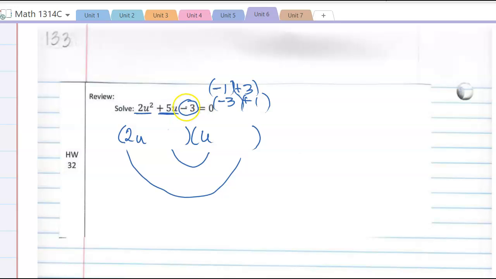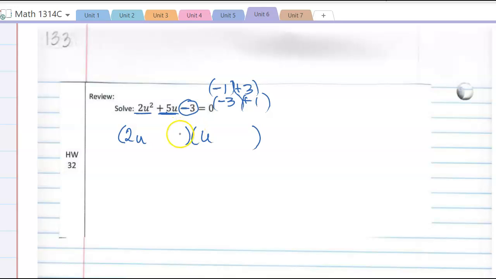So if I just play with the numbers 1 and 3, if I put 3 here and 1 here, we will get 3u here and 2u down here. Well, if we add them, we'll get the 5, but we want to be able to subtract them and get the 5. So this is not going to be our factored form that we want.